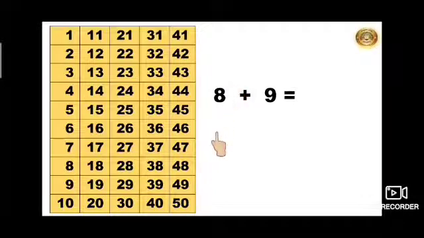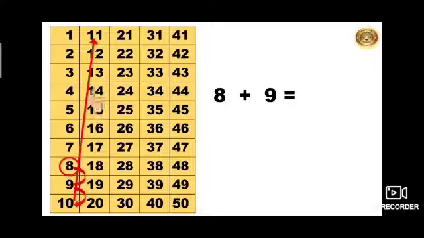Let's take one more example with the help of a vertical number line. Here we have 8 plus 9. How to add this? Take any number from this. We will take 8 here. Then how many steps do we have to go forward? The other number, that is 9. So let's start counting. 1, 2, after 10 it will be 11.